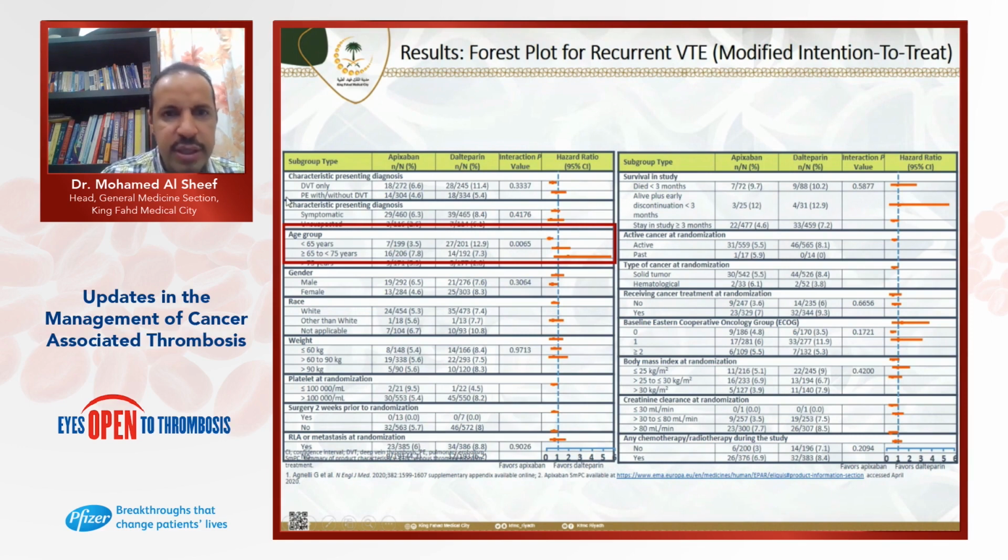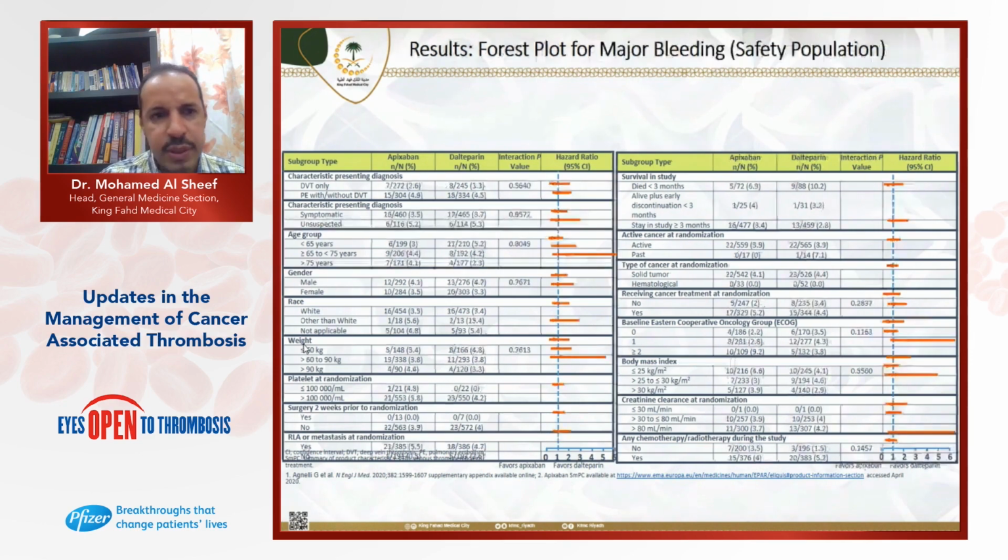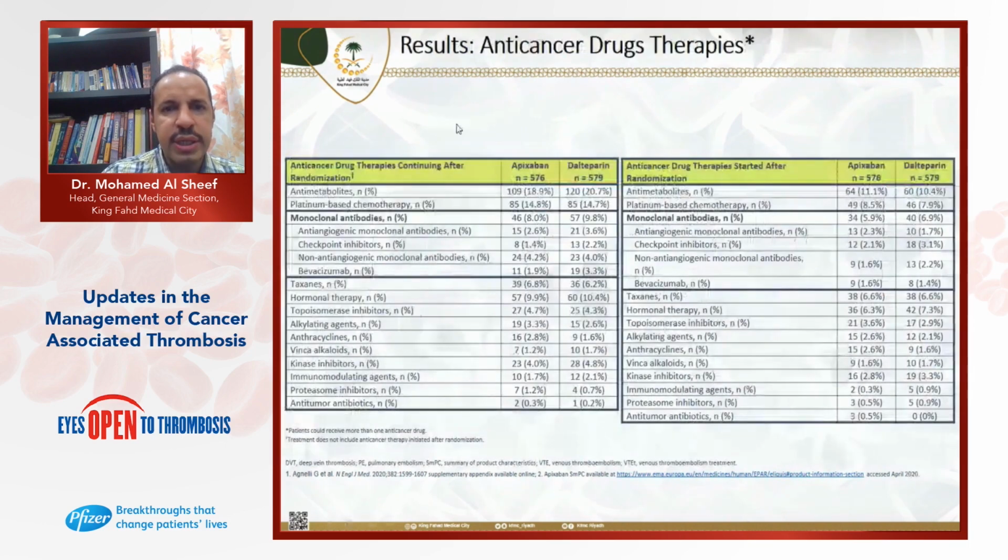So this is if you break it down into subgroups for all patients by age, by gender, by race. So this is advanced statistical analysis for these patients. The same for major bleeding. You can see all crossing the line, there is no significance. Also for anti-cancer drugs, for both groups, you can see anti-metabolites. What chemotherapy was used? This is maybe important for oncologists. So all of them are fine, balanced between the two groups, dalteparin and apixaban. You can find for all kinds of anti-cancer drug therapy, whether it's anti-metabolite or platinum-based therapy or monoclonal antibodies, all these are equally distributed for both groups.